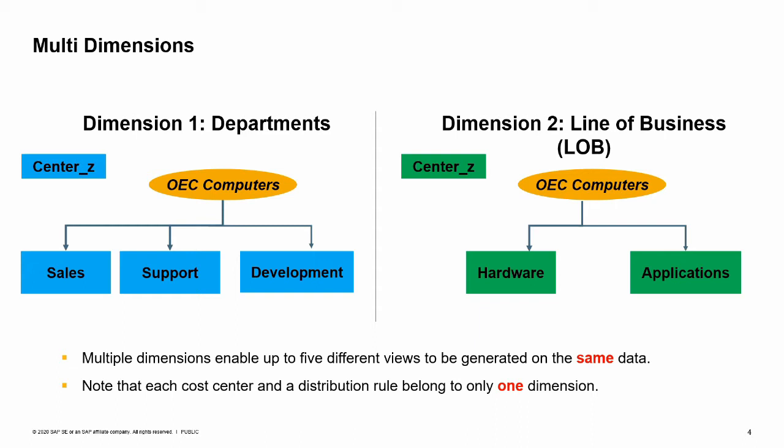In our example, you can define the departments in the company as Dimension 1 and the lines of business as Dimension 2. For each dimension, create cost centers and distribution rules that will match your reporting requirements. Note that each cost center and distribution rule belongs to only one dimension. When issuing the various reports, choose the relevant dimension.